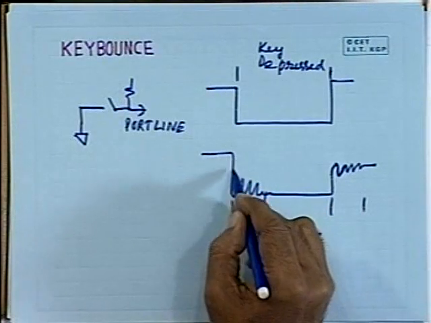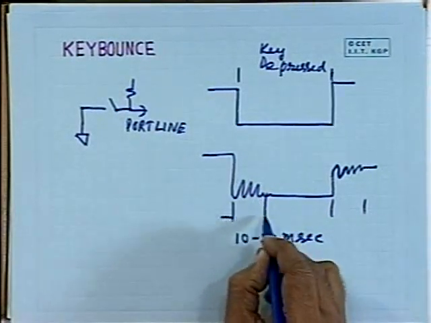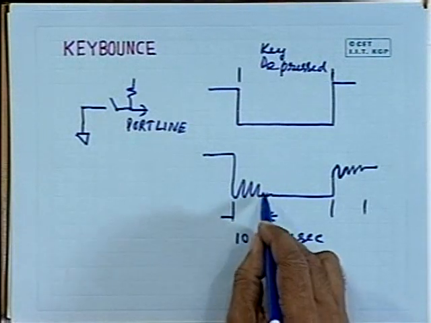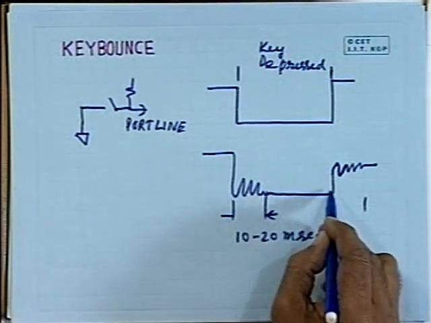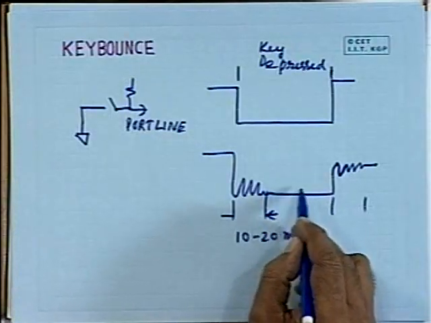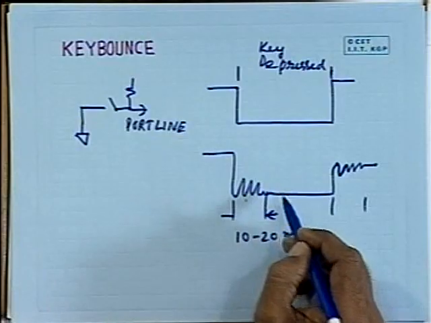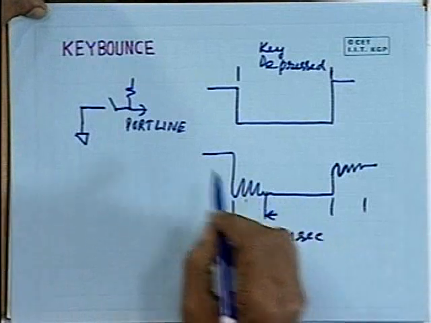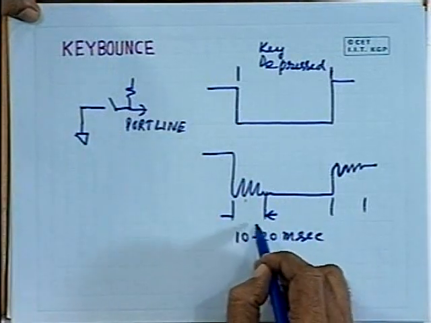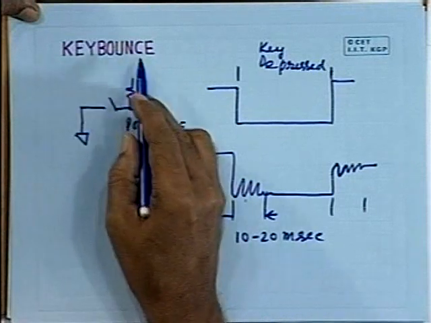How do you overcome this problem? You can overcome this problem of key bounce by software means. After you have identified a key closure, you generate a delay of 20 milliseconds. And after 20 milliseconds, you read the value of key closure once again. Then there will be no make and break of the switch. You get a permanent closure, and you read that value. This is how, by software technique, you can overcome the problem of key bounce.